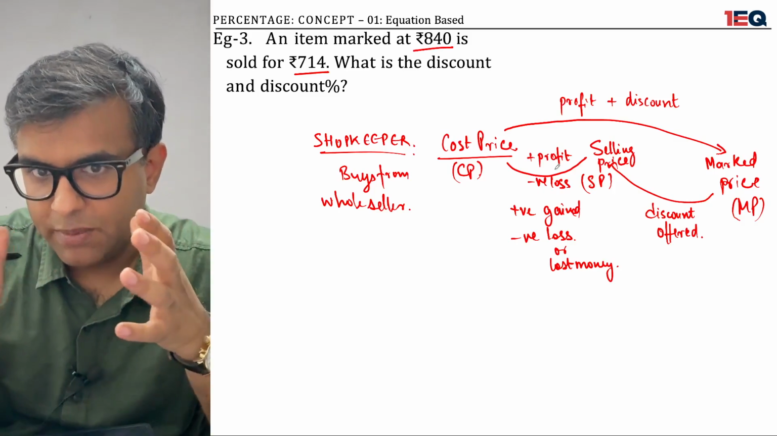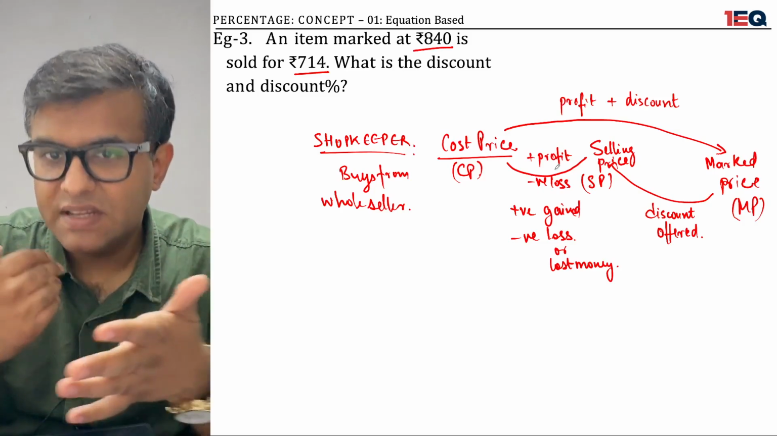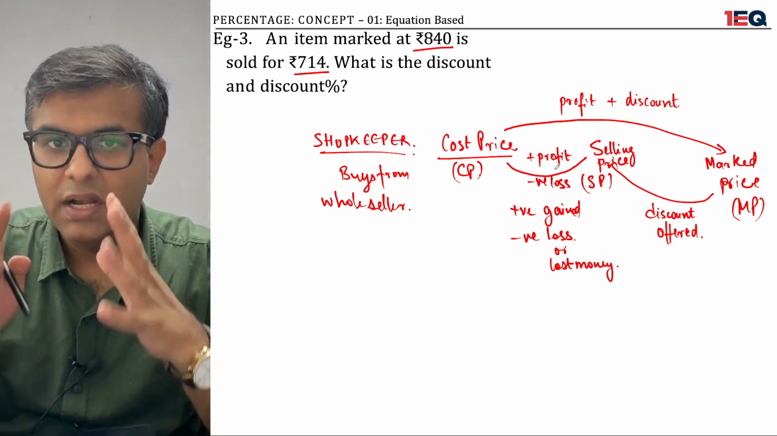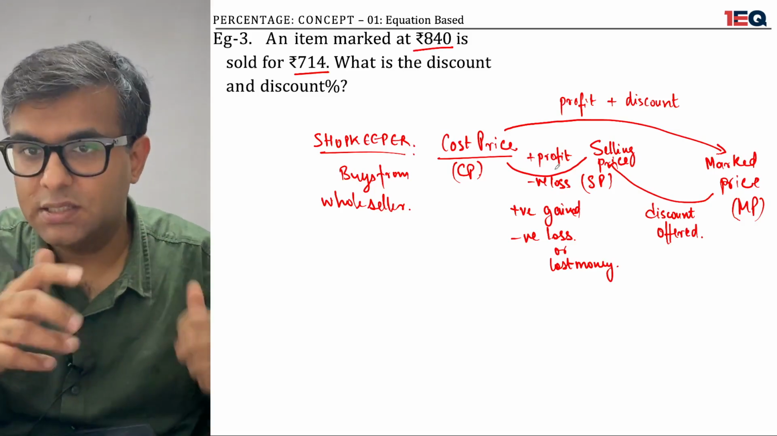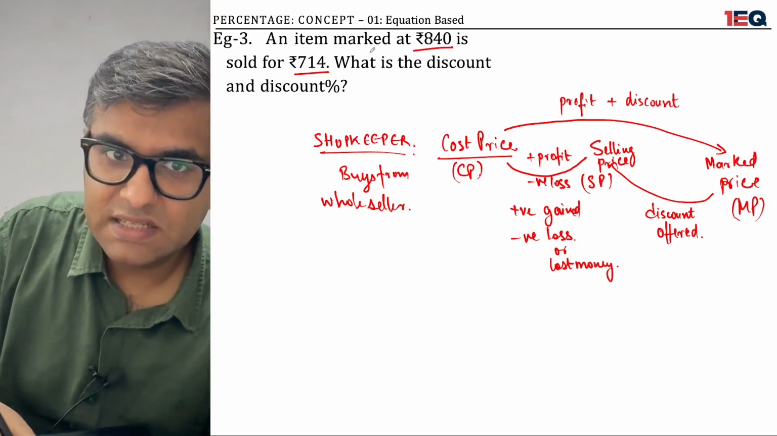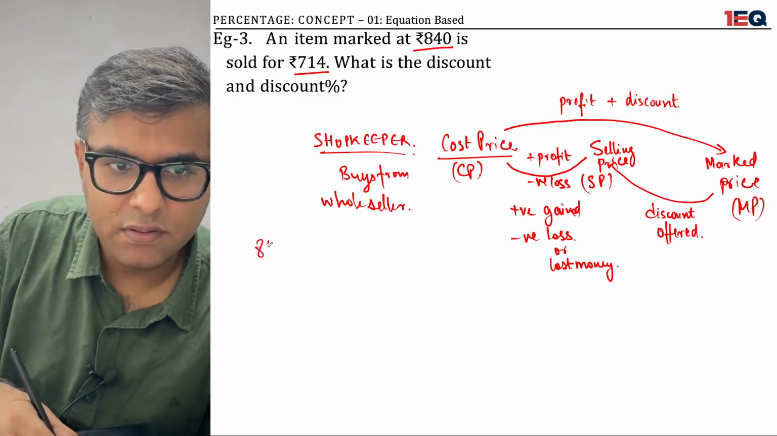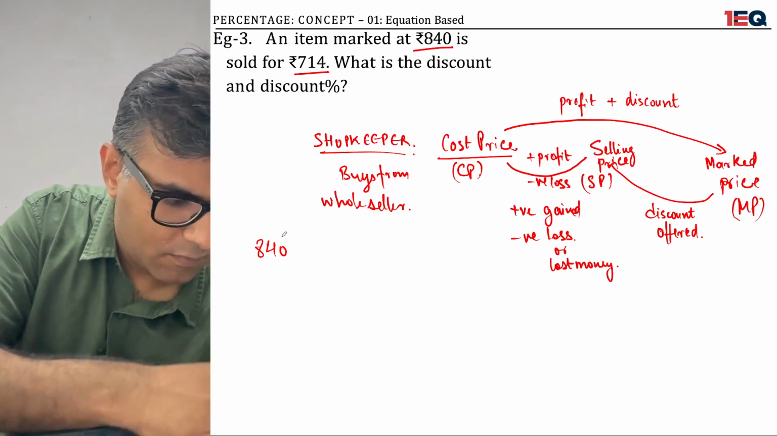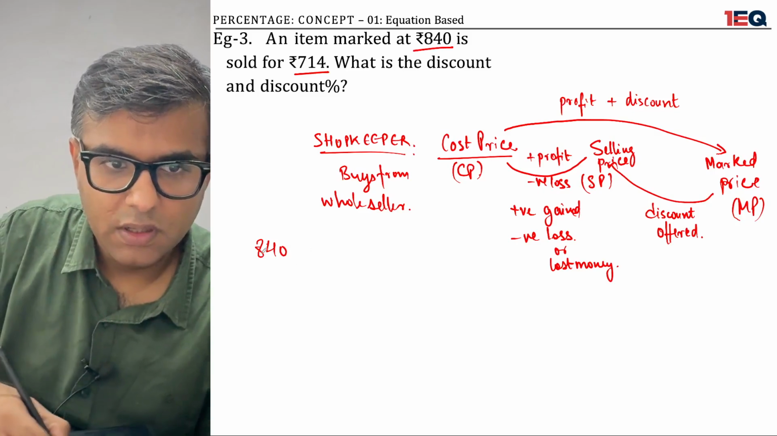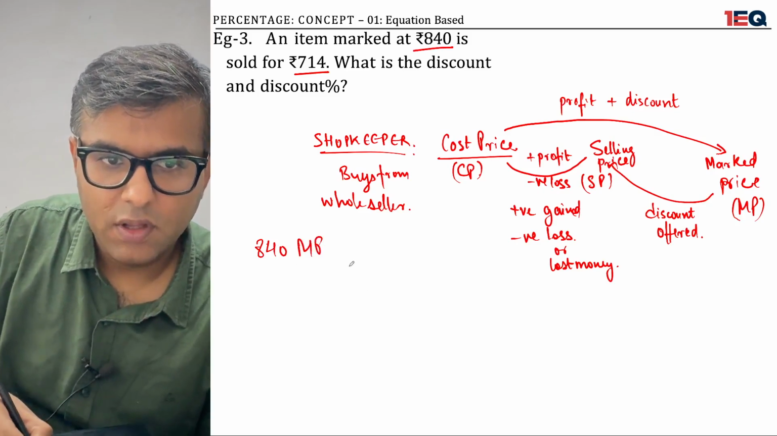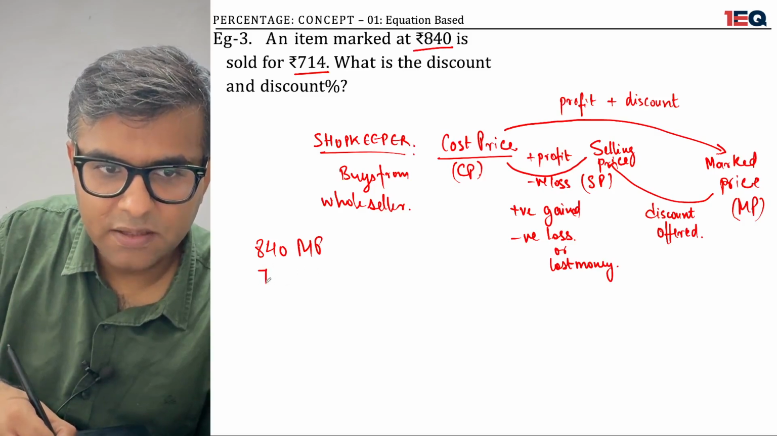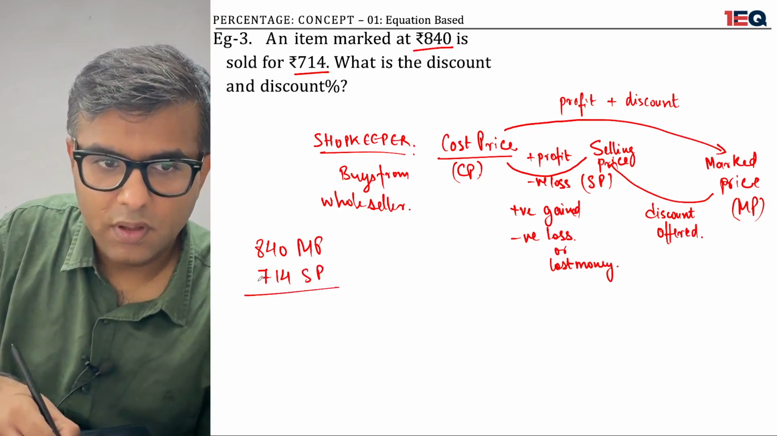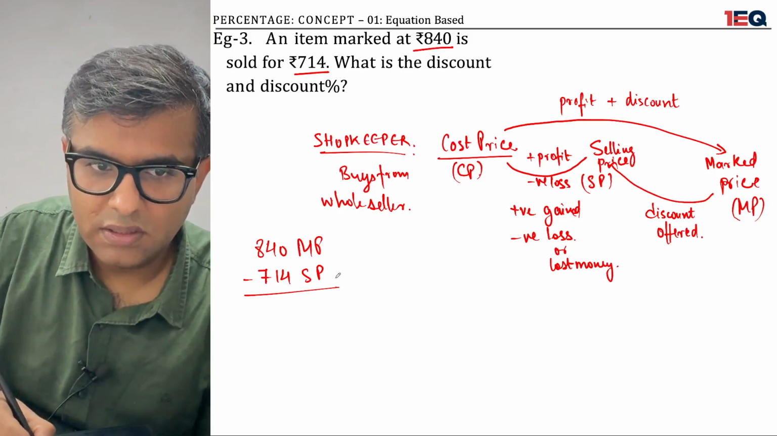Now we know the entire game of cost price, mark price, selling price, profit, discount, everything. I'll tell you what we need to do with the question now. The question says the item is marked at 840 rupees. Tell me the discount first. You need to know the discount. This is the mark price. The mark price and the selling price need to be subtracted from each other. That is what would bring the discount.